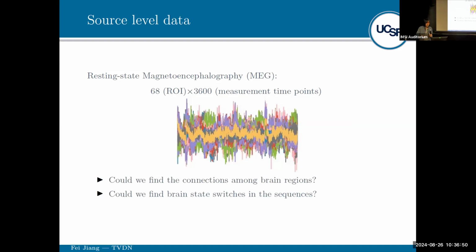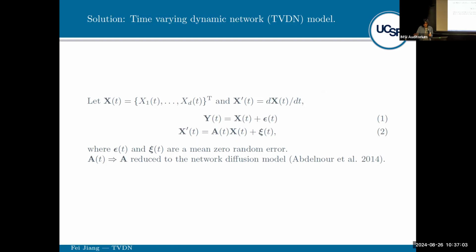So now we leave it to the statistician: what is the problem we want to solve? Can we find the connections among brain regions based on this high dimensional time series data, and can we find the brain state switches over time? That comes to our statistical model. First, we assume what is called the TVDN model, time varying dynamic network model. We assume that there's an underlying sequence X(t), and we do not observe the true X(t). We have observed a noisy version, so we add some random noise.